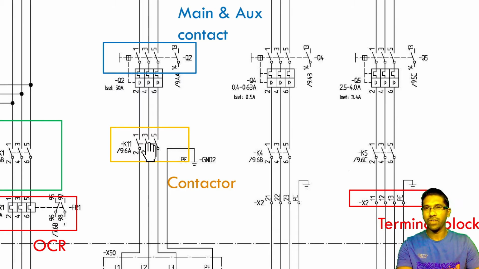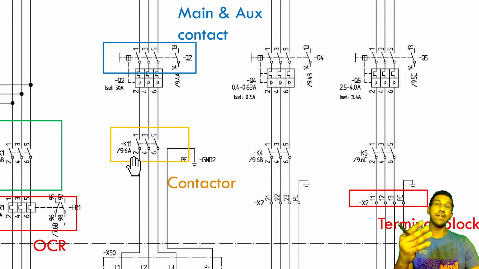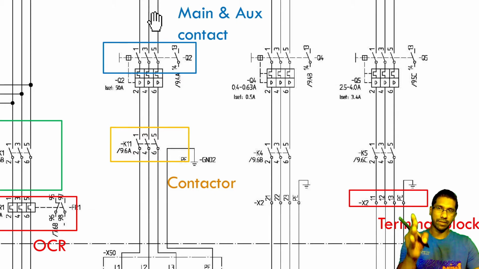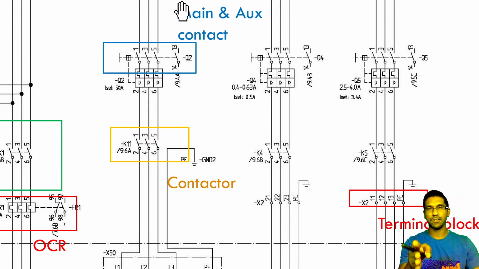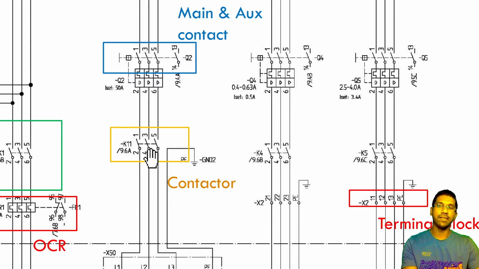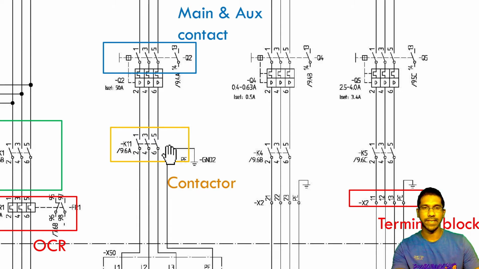Actually, where is the coil? To locate the coil, they are giving some clue here. It is 9.6A. What does it mean? Number 9 means the page number. And 6A means 6 is the column number, and A means the row number. You have to go to page number 9, and then search for column number 6 and row number A.